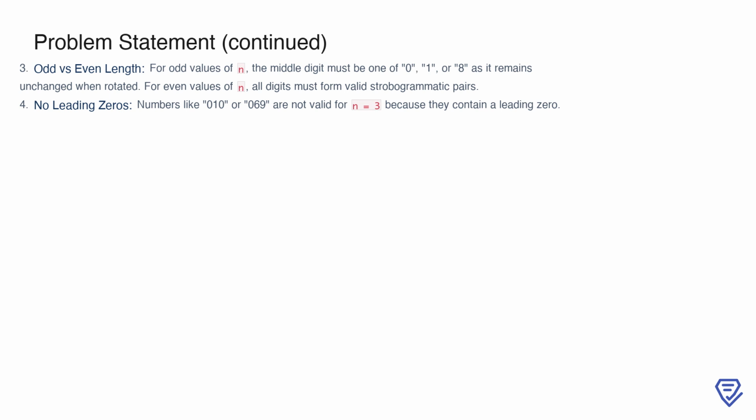For odd values of n, the middle digit must be one of 0, 1, or 8, since these digits remain unchanged when rotated. For even values of n, every digit must form a valid strobogrammatic pair, such as 6 and 9 or 8 and 8. Another key requirement is that numbers with leading zeros, like 010 or 069, are not valid for n greater than 1. This ensures that all generated numbers conform to the problem's constraints while maintaining their strobogrammatic properties.